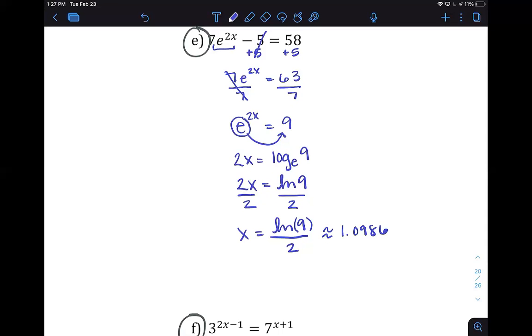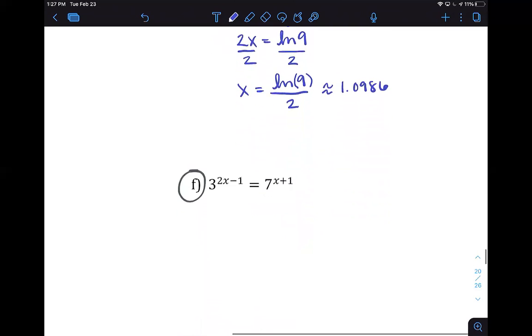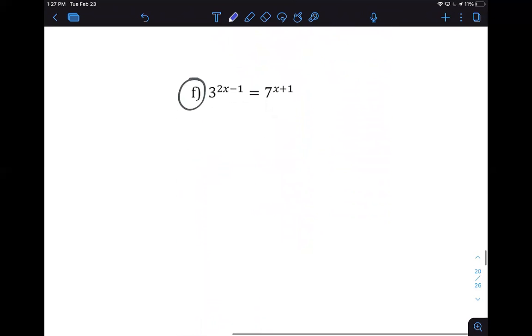Questions with that? Okay. All right, F. Now this one's a little different. So 3^(2x minus 1) equals 7^(x plus 1).